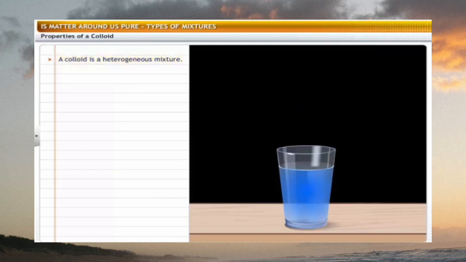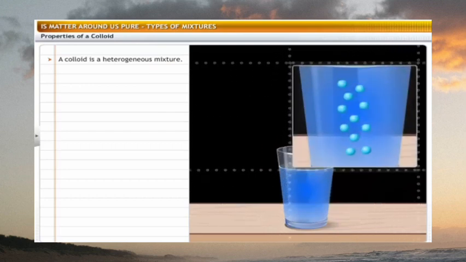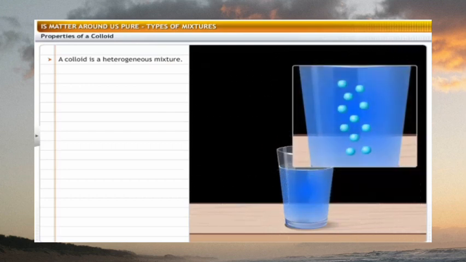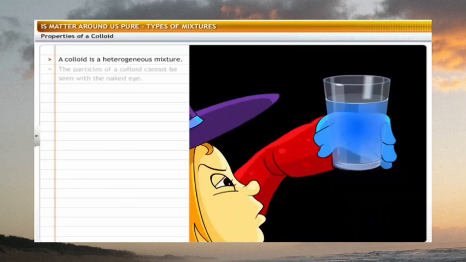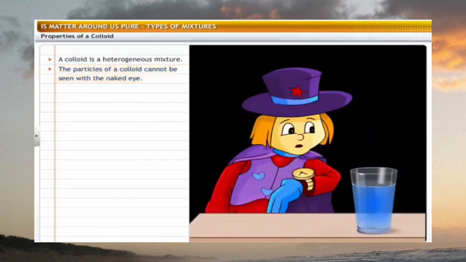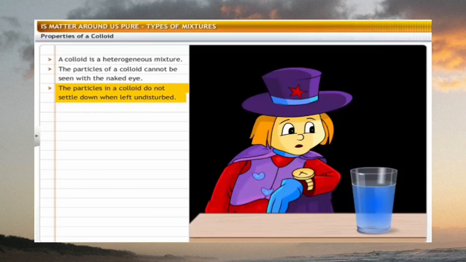Since its particles are smaller in size than those of a suspension, a colloid seems to be homogeneous. However, a colloid is actually a heterogeneous mixture. The particles of a colloid are very small and cannot be seen with the naked eye. The particles in a colloid do not settle down when left undisturbed. This shows the stable nature of the colloid.